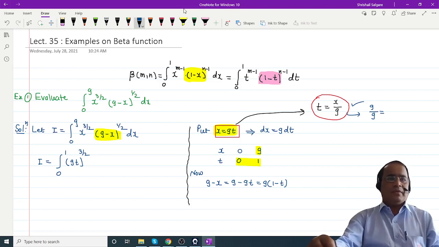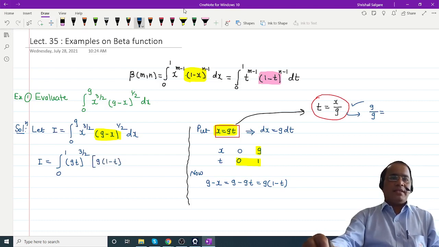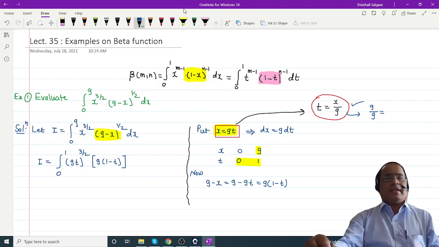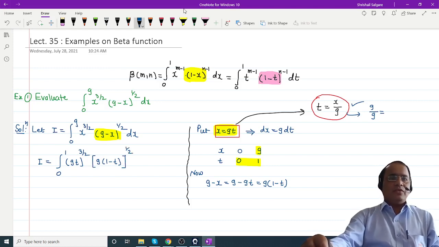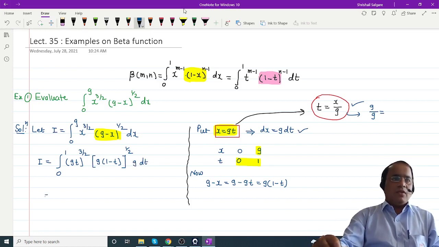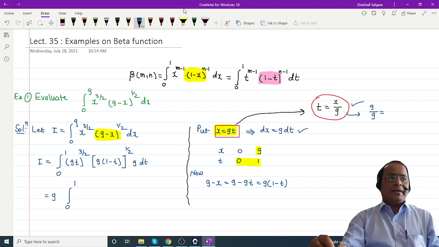Okay, let us continue. Now the next one, this 9 minus x factor we have calculated as 9 into 1 minus t. Okay, 9 minus x factor I am writing, so raised to 1 by 2 into dx is nothing but, just a minute, I have to replace this. So dx is nothing but, we have calculated here, 9 times dt. Now one thing you can notice, the term 9 is constant. So by linearity property, I will take that term outside.